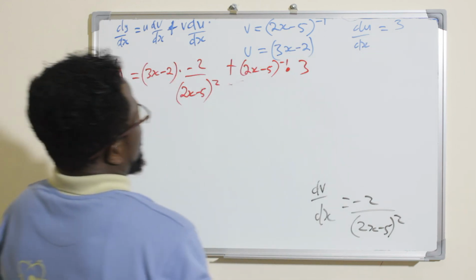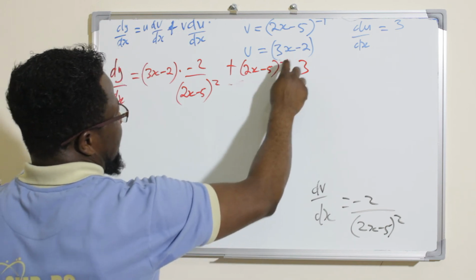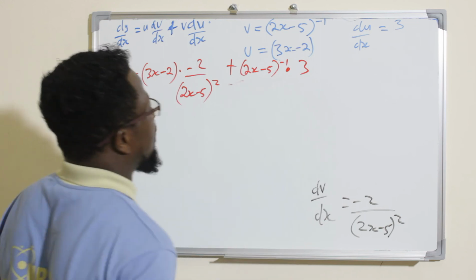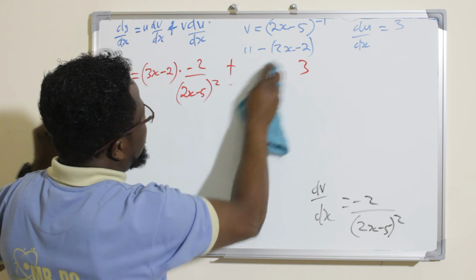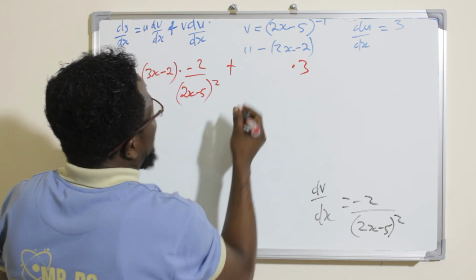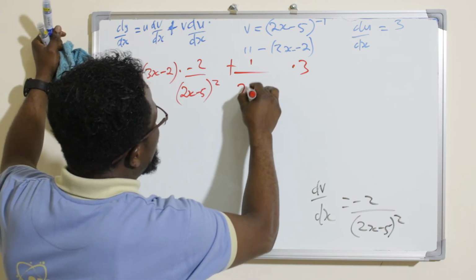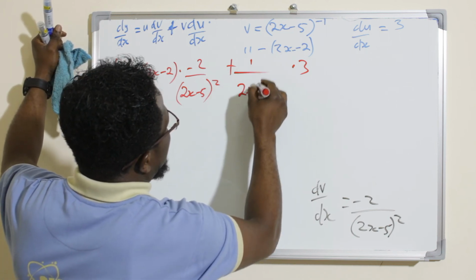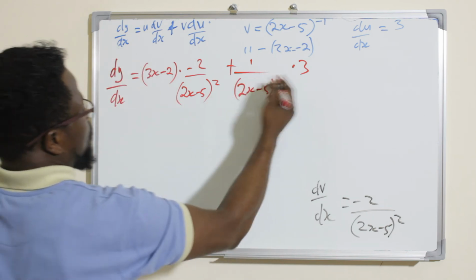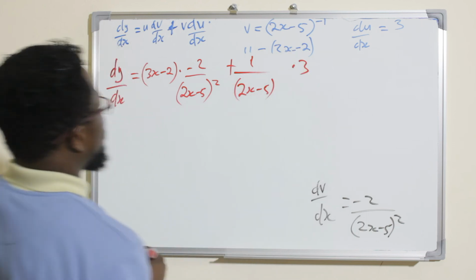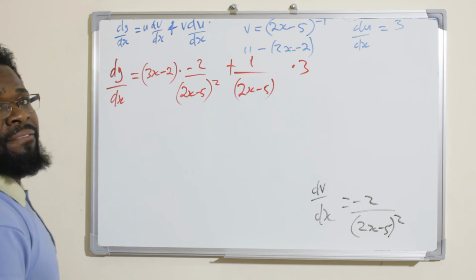Right. I am going to change this into fractions so that the negative exponent will become a positive exponent. So to do that, let me just erase this and fix that in there. So then I'll have it as 1 over 2x minus 5, exponent just 1, so that is it. Straight away, I've gotten this.